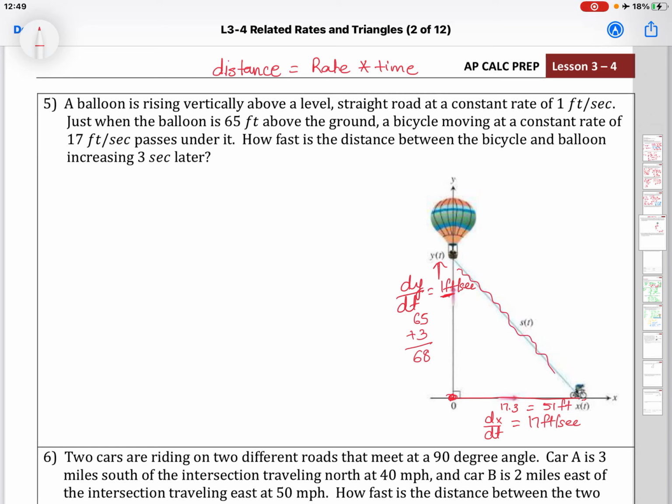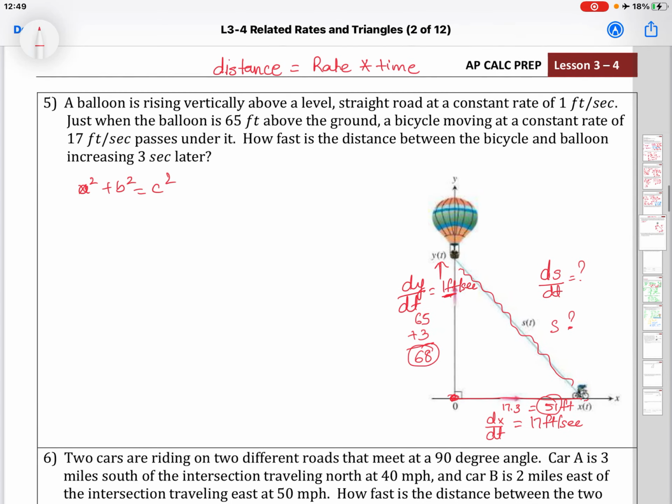So now it's asking how fast is the distance between the bicycle and the balloon changing. So I want to find this distance, which actually says s. I'm going to use ds/dt or dz/dt, whatever you want to say. Let's say ds/dt. I don't know this. So how fast is the distance changing? But I don't know this. But do I know s? I don't know that too, but I do know the two sides of a right triangle, which are 68 and 51, and I can find my s.